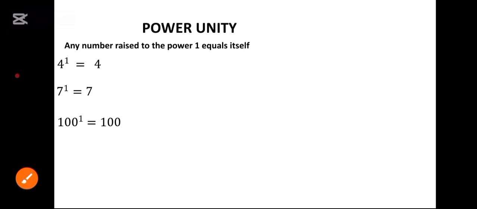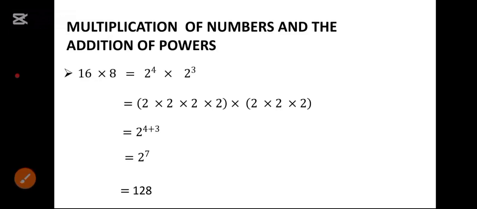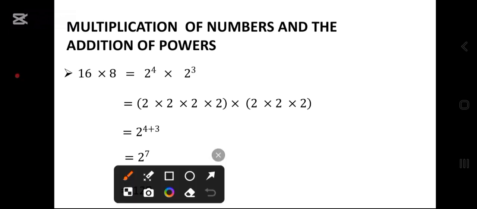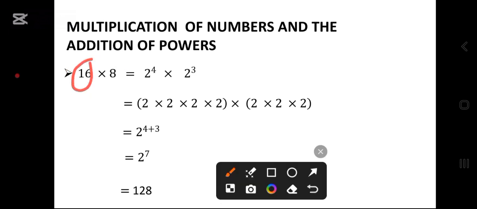Let's move to another law. The law of multiplication of numbers and the addition of powers. This law says that when we multiply numbers raised to some powers, since the bases are the same, we take one of the bases and add up the powers. For example, we have 16 times 8. This 16 will give us 2 raised to the power 4. This 8 will give us 2 raised to the power 3.